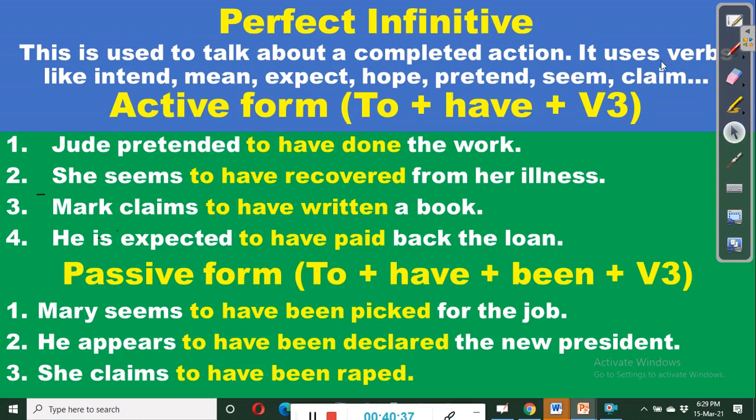And then we can see that it uses a selection of verbs such as intend, mean, expect, hope, pretend, seem, claim. So predominantly verbs of perception are used with infinitives. Now let's look at the active form of the perfect infinitive. Example 1, Jude pretended to have done the work. The perfect infinitive here is to have done the work. You know, to have done the work.